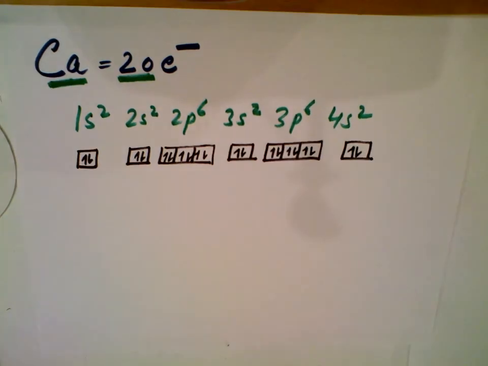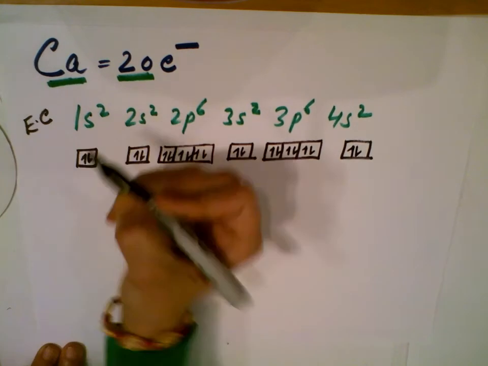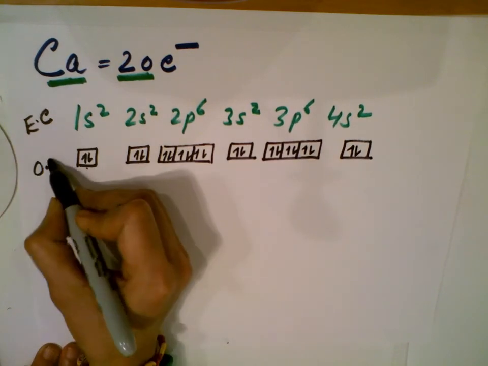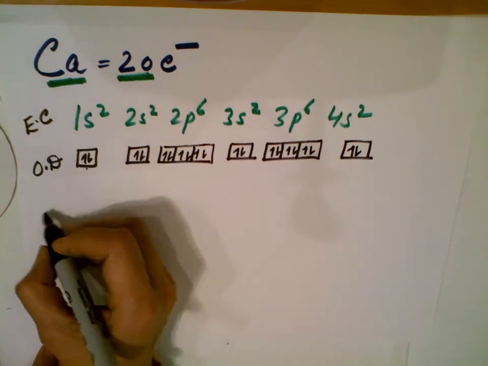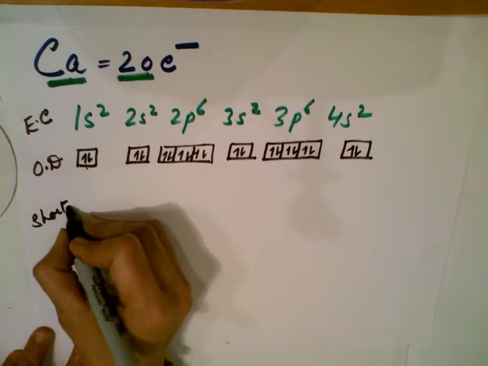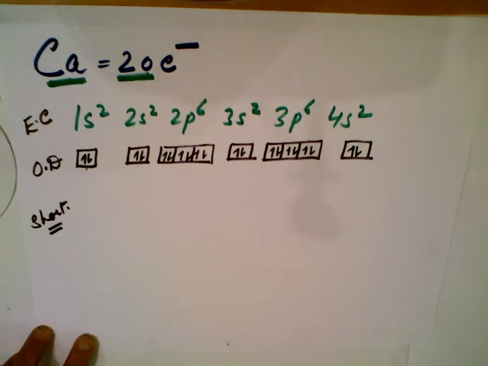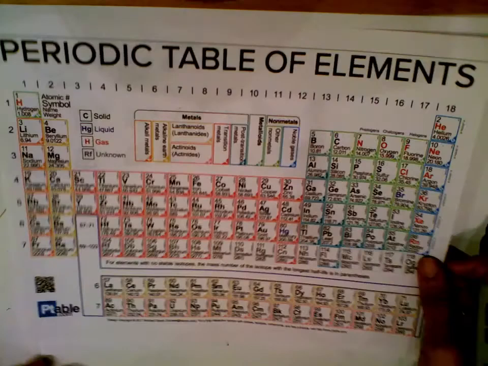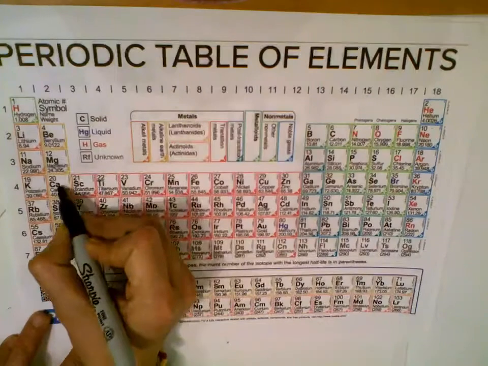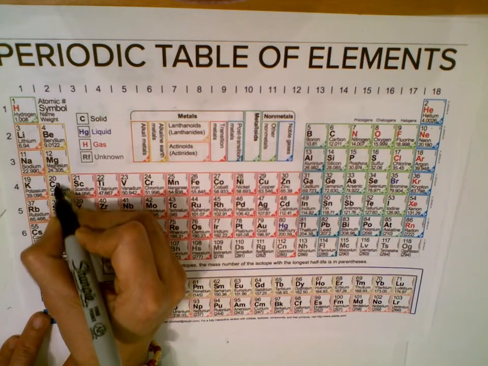Now, we want to also write, so this is the electron configuration, this is the orbital diagram, and how about the shorthand notation? Shorthand notation, or you can say the noble gas notation. I'm going to look at my periodic table. Where is my calcium? Right here. Which is the nearest noble gas to calcium?